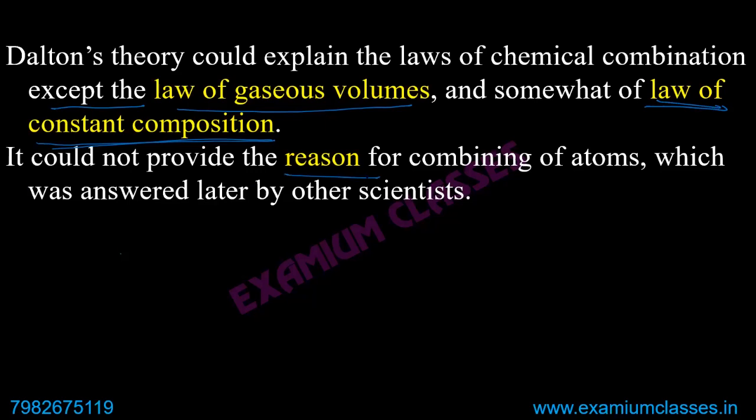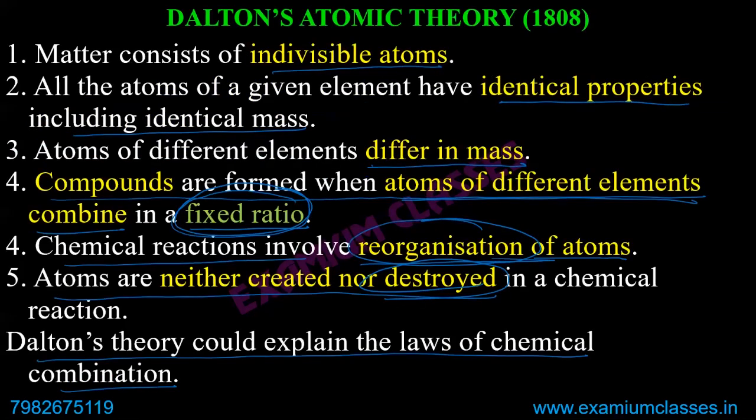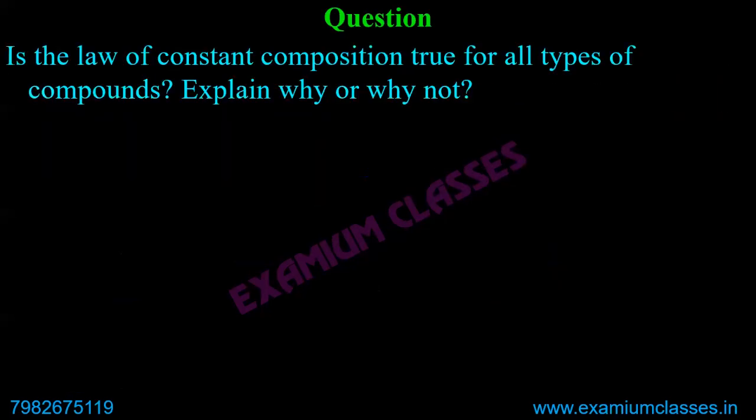So 3 points you will write where Dalton's theory failed. That it was not able to explain Gay-Lussac's law of gaseous volumes. It was not able to explain law of constant composition. And also it did not provide any reason of combining the atoms. Why atoms combine? It said that atoms combine, but why? It didn't talk about that.